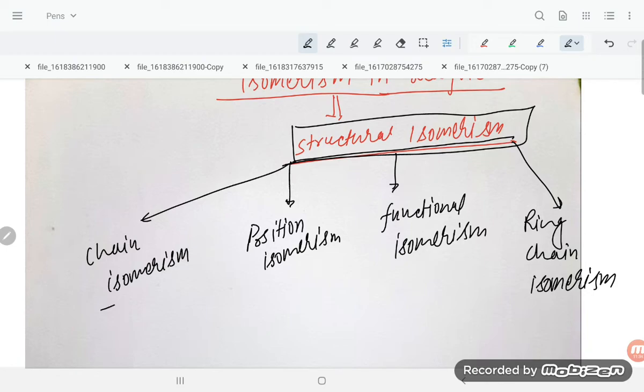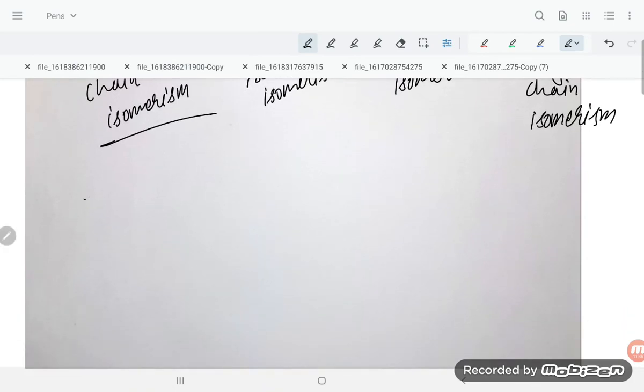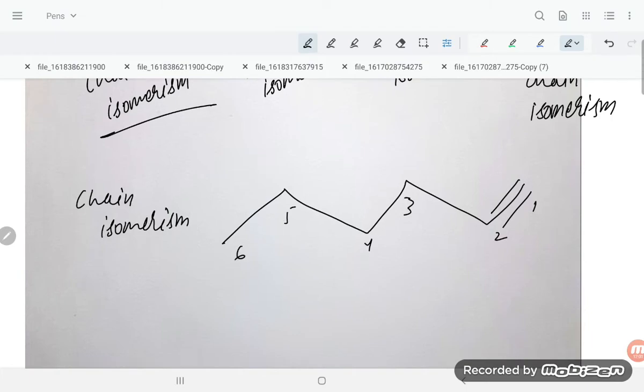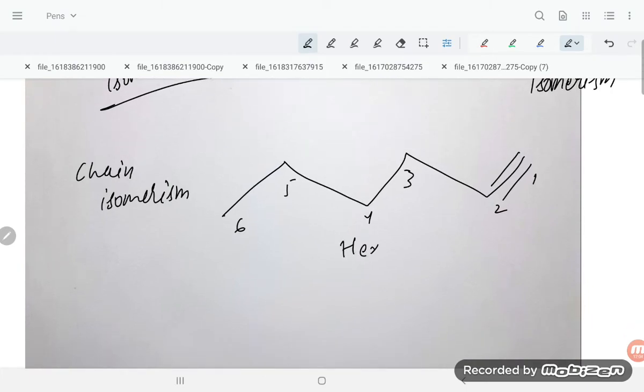The first one is chain isomerism. They differ in the carbon chain, students. There will be a difference in the carbon chain, so that is chain isomerism. Let us have a look at chain isomerism, students. Suppose I have this compound, dear students. At least there should be 1 2 3 4 5 6, and one triple bond is there.